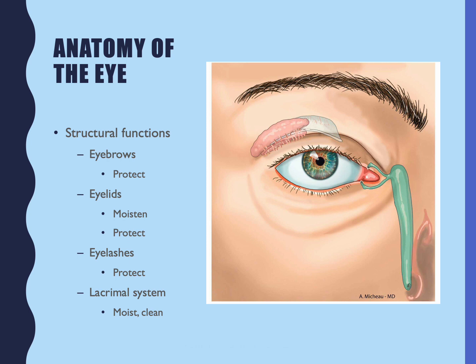So let's begin with a brief review of the anatomy of the eye. So the eye works with the help of a number of accessory structures, and those accessory structures include the eyebrows, the eyelids, the eyelashes, and the lacrimal system. Now, the eyebrows, eyelids, and eyelashes all serve to protect the eye, and the eyelids and the lacrimal system also moisten the eye. Furthermore, the lacrimal system produces, distributes, and removes the tears, which keeps the eye surfaces moistened and clean.